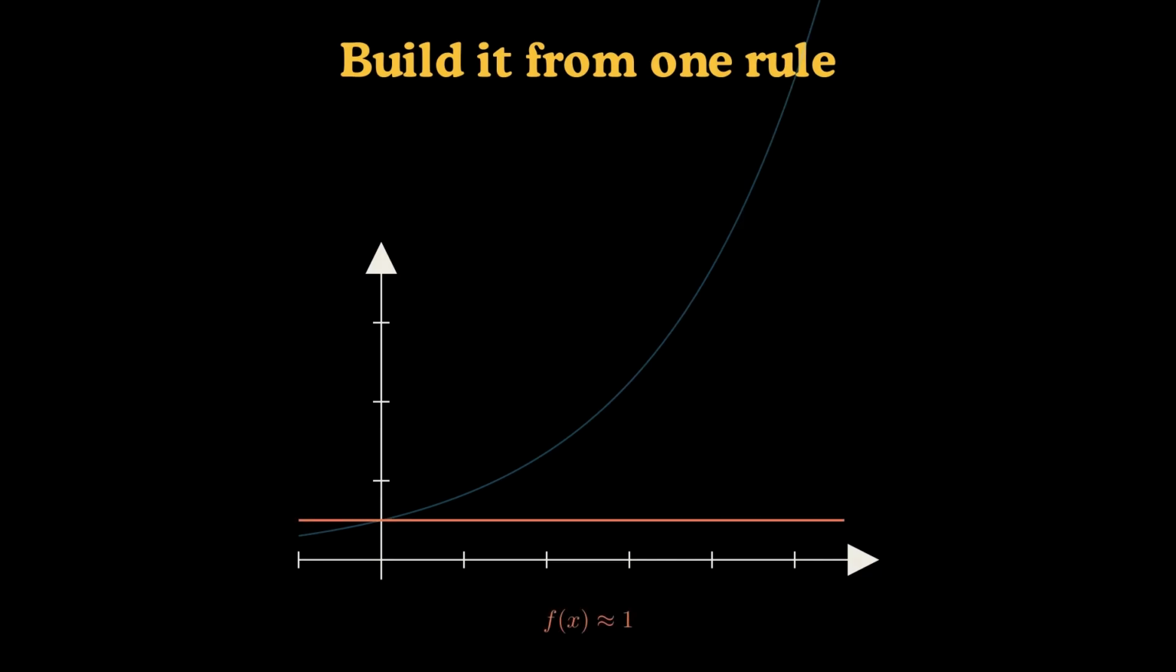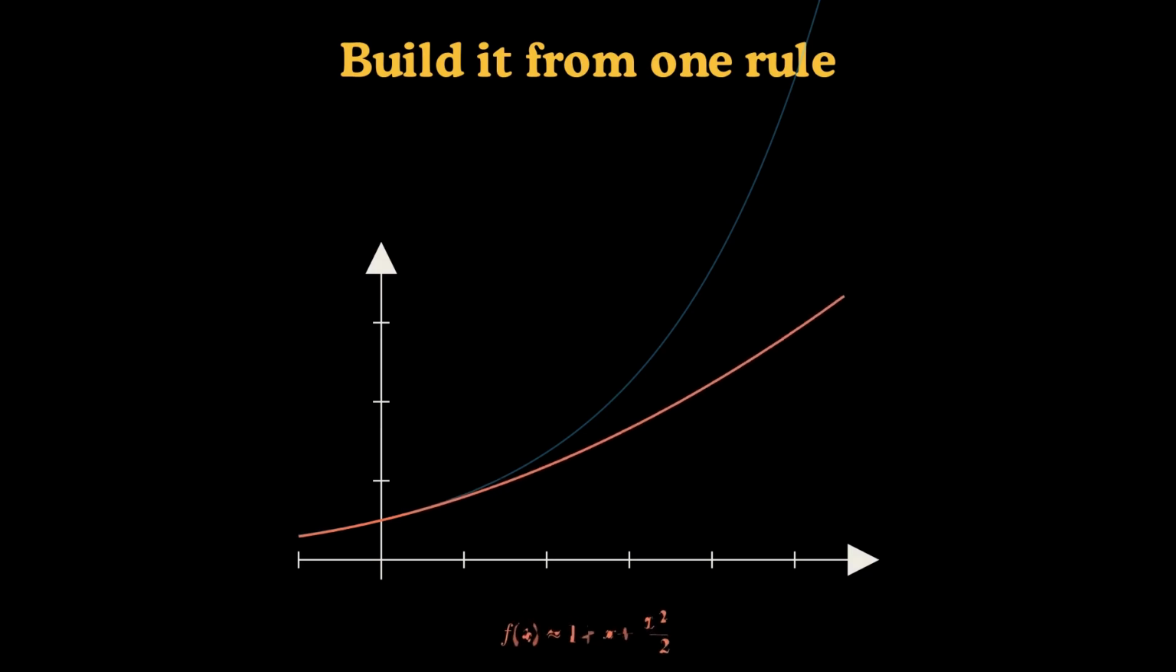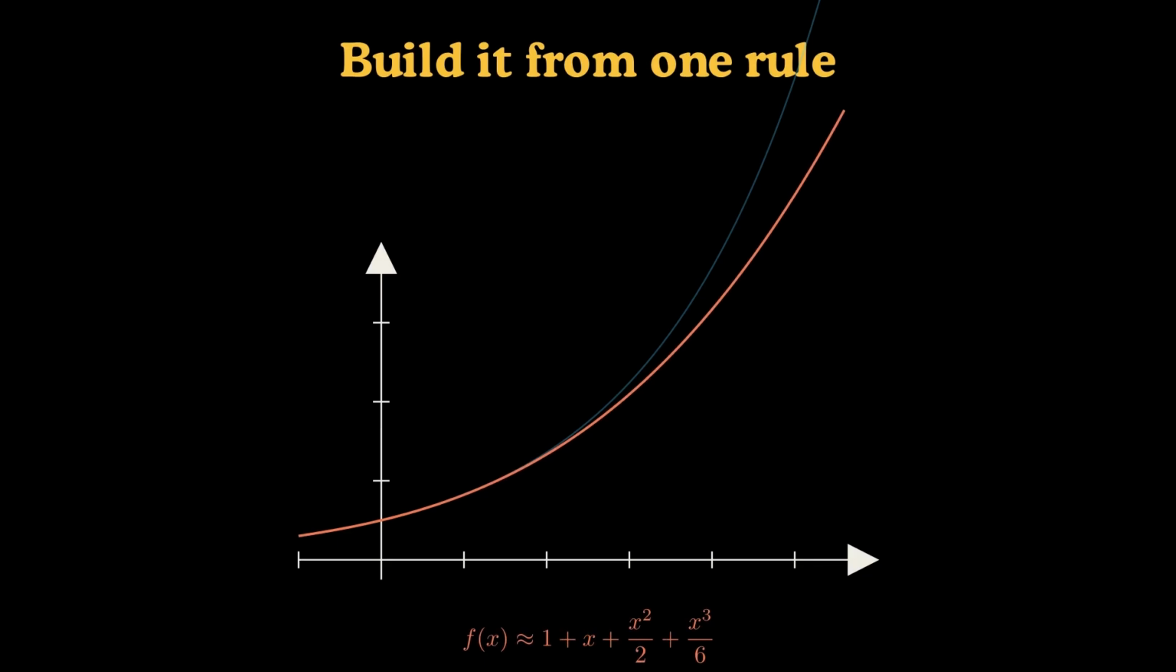So we add a linear term, 1 plus x. But now the slope of that has changed. To match that, we need to add a correction. It turns out that the correction is x squared over 2. And then that changes things again. Another correction, x cubed over 6.